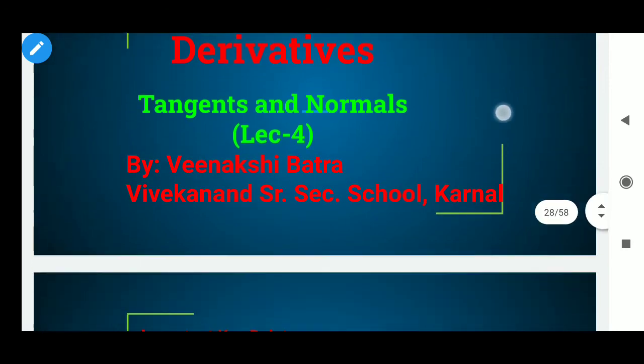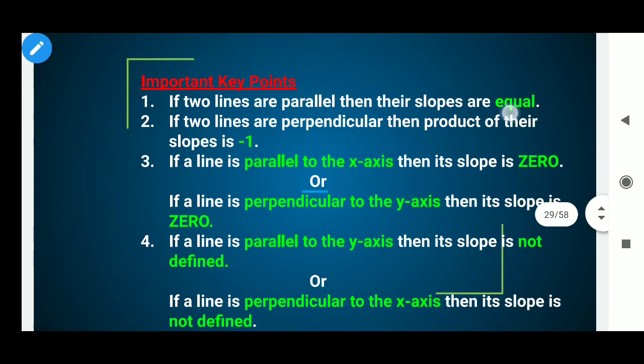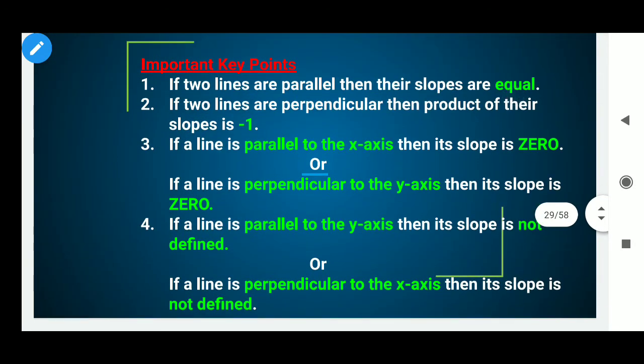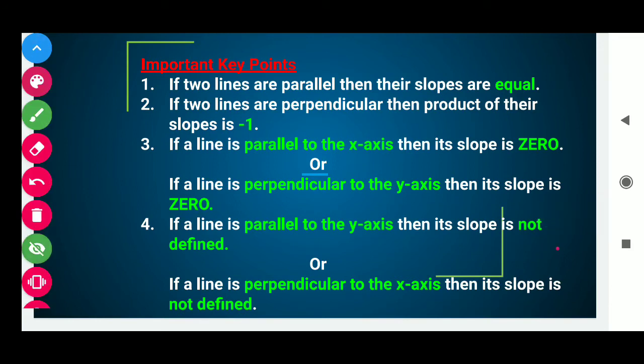Students, here I am sharing some important key points related to the topic. First, if two lines are parallel, then their slopes are equal. You can see this on the roads. If two roads are parallel to each other, then their slopes must be the same. Okay? And second, if two lines are perpendicular, then the product of their slopes is -1.